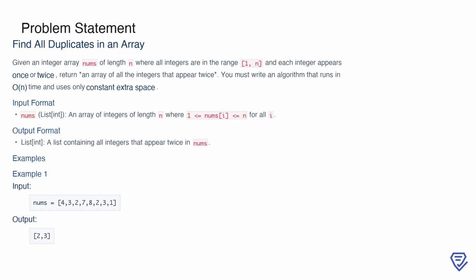Now let's consider an example. If the input array is 4, 3, 2, 7, 8, 2, 3, 1, the numbers 2 and 3 both appear twice. Therefore, the correct output is 2, 3.